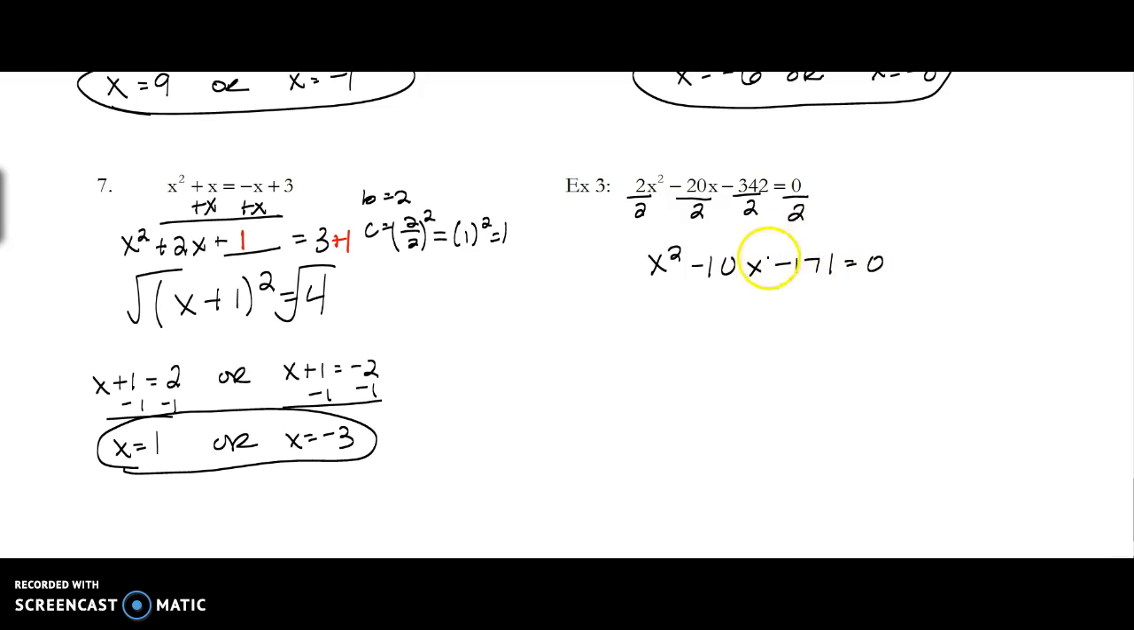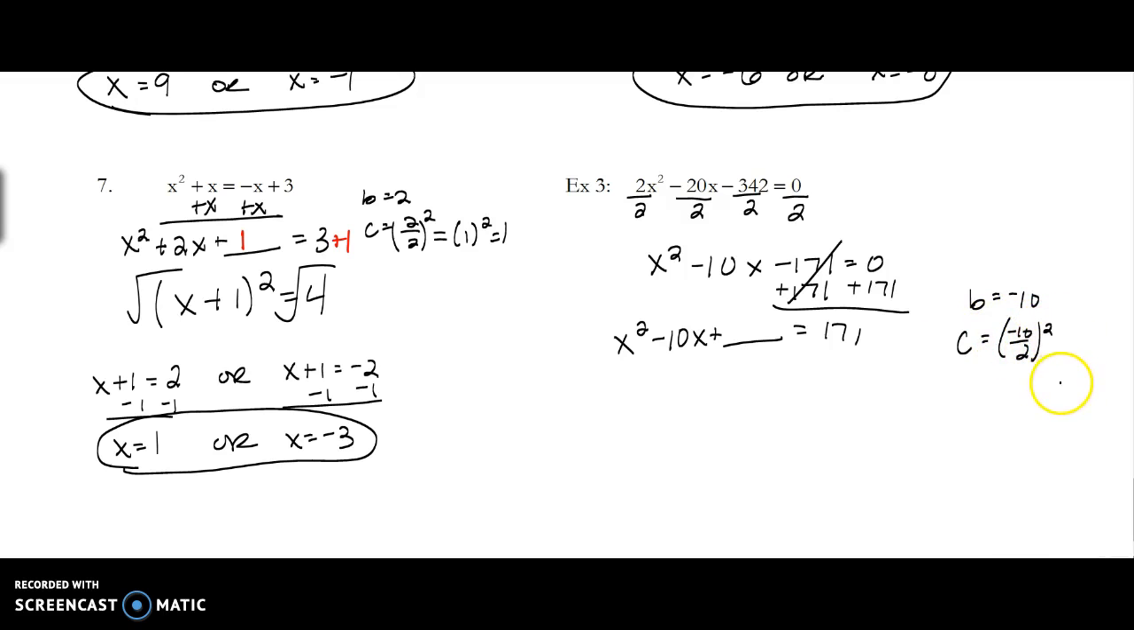Now, we have to get this piece, this constant number, to the other side in order to complete the square. So we're going to have to add 171 to both sides. So we would have x squared minus 10x plus that c value equals 171. Now we can complete the square to solve. So our b value is negative 10, and our c value would be negative 10 divided by 2 squared, which gives us negative 5 squared, or 25. So we would add in 25 to one side and 25 to the other.